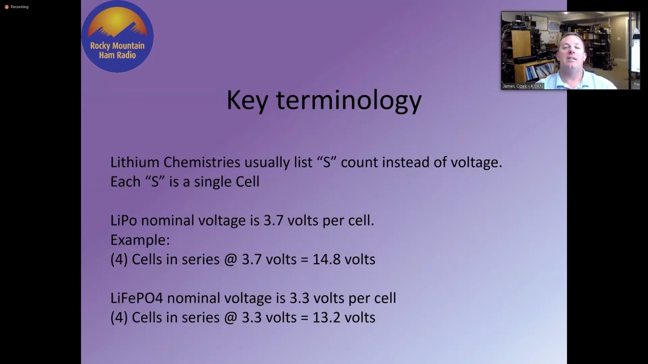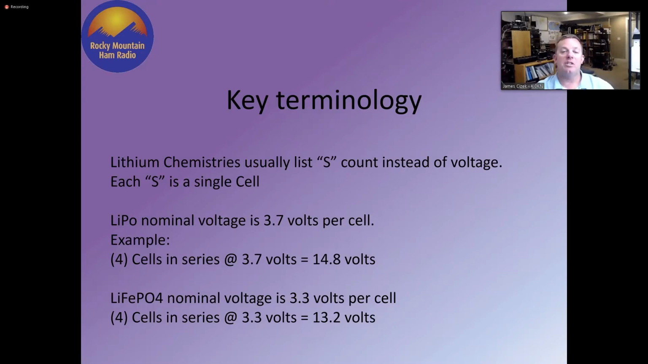Let's move into why lithium changes the game a little, and some cautions. Lithium chemistries usually list the S count instead of the voltage. That's the cell count. Each S is a single cell. Lipos have a nominal voltage of 3.7 volts per cell. So 4 cells in series at 3.7 volts is 14.8 volts. Now you see LiFePO4, the lithium ferro phosphate. LiFePO4 batteries have 3.3 volts per cell. So 4 of those in series gives us 13.2 volts.